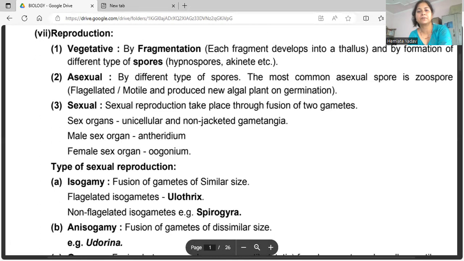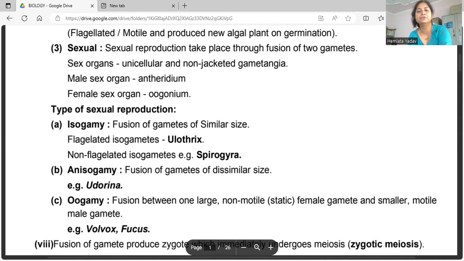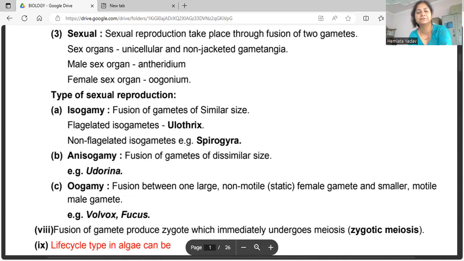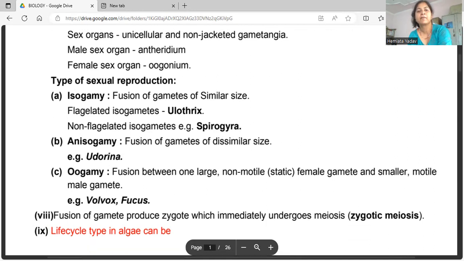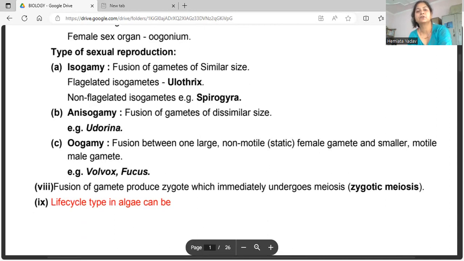Different types of spores are produced. Asexual, by different types of spores. The most common asexual spore is zoospore, which is flagellated, motile, and produces a new algal plant on germination. Sexual reproduction takes place through fusion of two gametes. Sex organs are unicellular, non-jacketed gametangia. Male sex organ is called antheridium, without jacket. Female sex organ is oogonium.